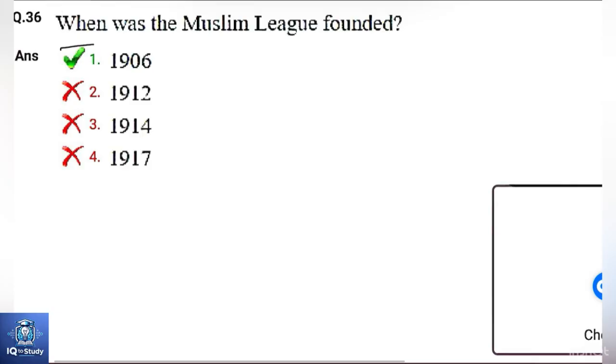When was the Muslim League founded? In 1906. The All India Muslim League is popularly called the Muslim League.